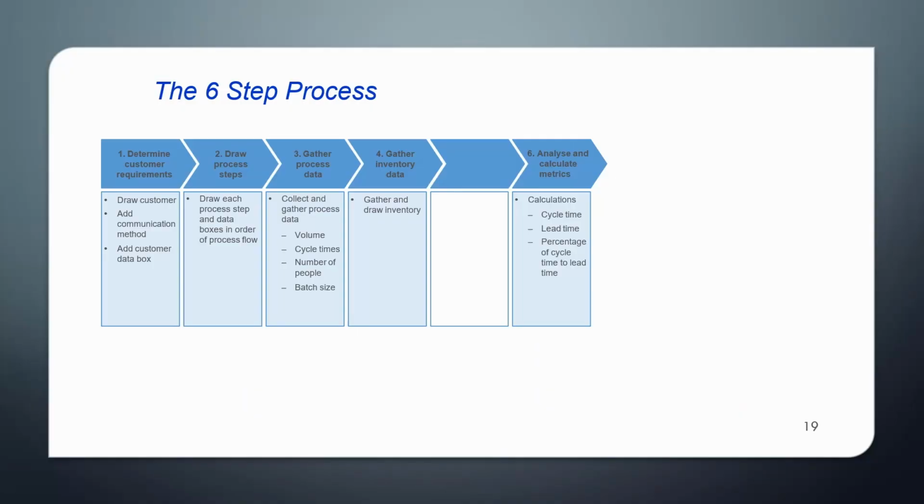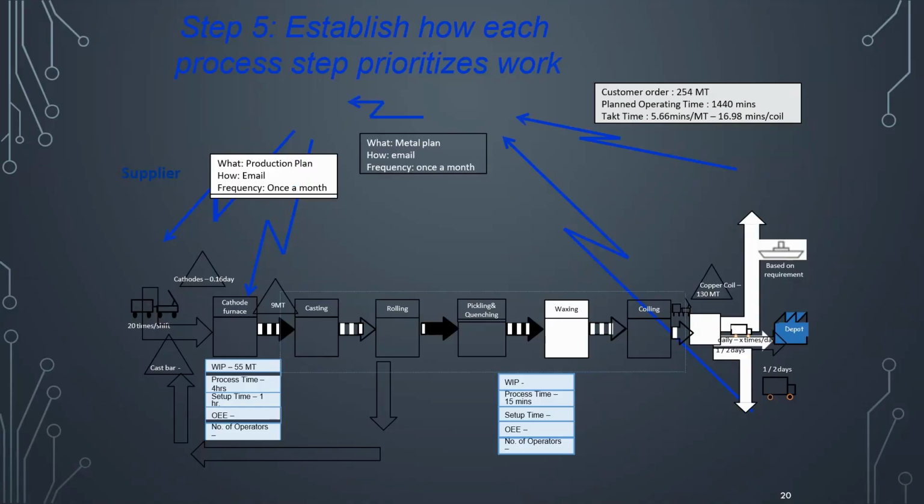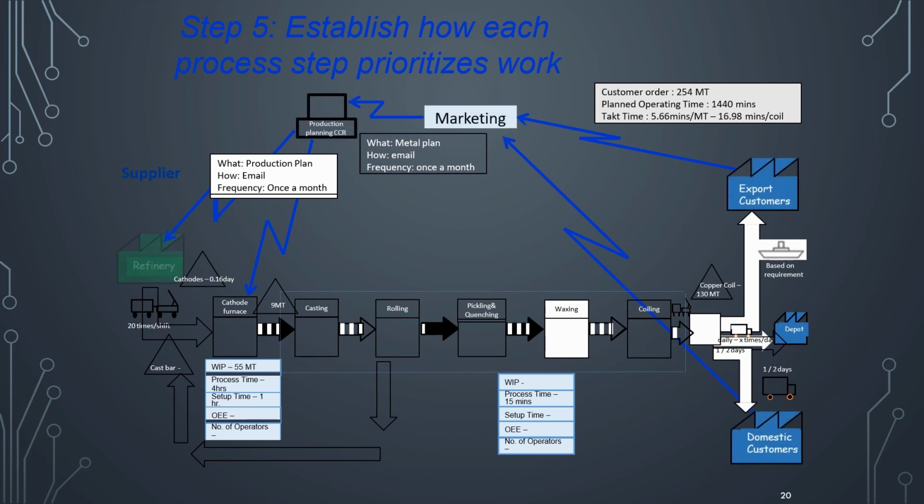The fifth step is to establish how each process step prioritizes work by determining and drawing how information flows to the next process. Here we can see that the communication between customer, marketing, production planning and supplier is done through email, also called electronic information flow. Push arrow represents that work or materials are produced or moved based on predetermined schedules, forecasts, or production targets, rather than in response to actual customer demand.